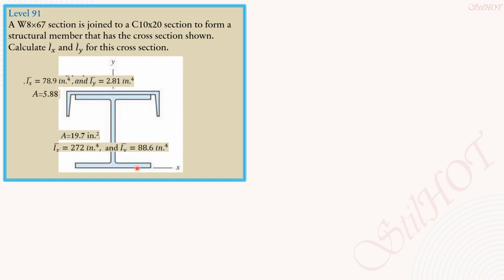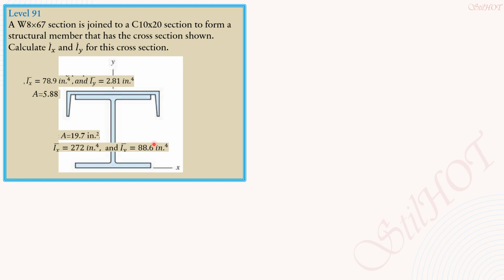So here's the given figure and data for the channel. I bar x is 78.9 inches to the fourth, I bar y is 2.81 inches to the fourth, and area is 5.88 square inches from the previous problems. For the W flange 8 by 67, area is 19.7, I bar x is 272 inches to the fourth, and I bar y is 88.6 inches to the fourth.